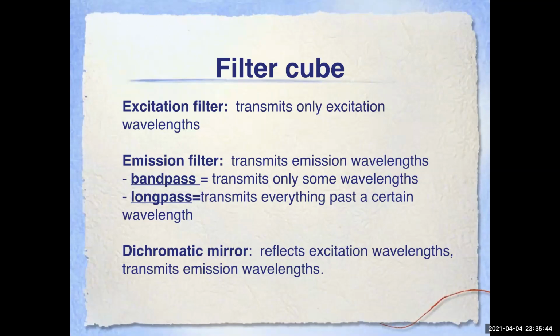You can choose a bandpass filter that only transmits certain wavelengths, or you can choose a long pass filter, which transmits everything after a certain wavelength. And then the dichromatic mirror, as you know, is also called a beam splitter or a dichroic mirror. It's going to reflect the excitation wavelengths and transmit the emission wavelengths.